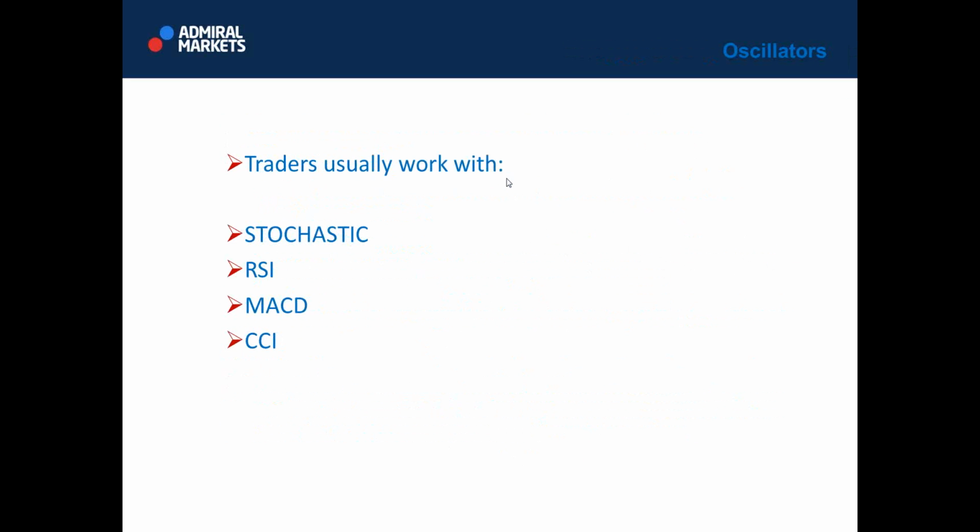Traders usually work with standard oscillators. Those are stochastic, RSI, MACD, and CCI. In our first webinar about oscillators, we were talking about those basic oscillators, which are integrated into Forex platforms and come by default. Stochastic, RSI, MACD, CCI, those are all default indicators.